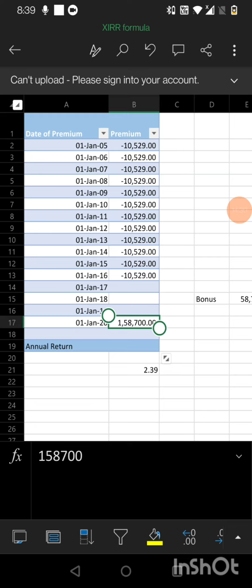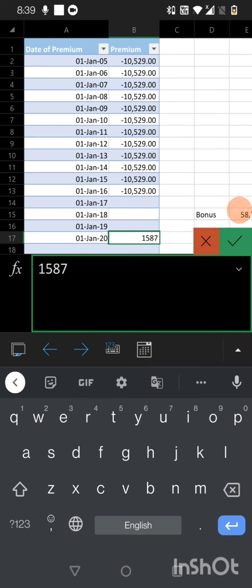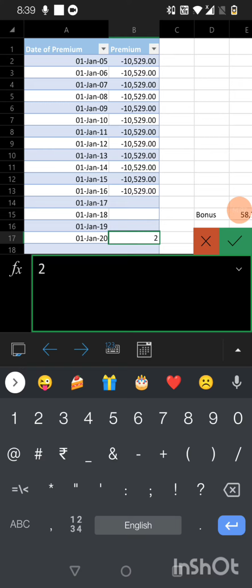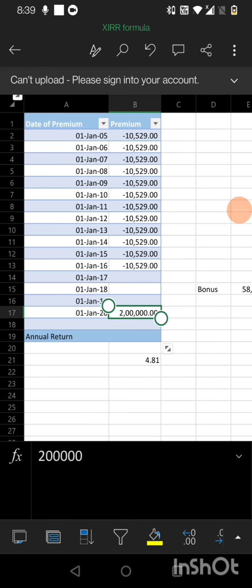Assume that even if I received 2 lakh, what could have been my total income? Let's see, the same thing we can find out. 2,00,000, that is 2 lakh. Even if they had given me 2 lakh rupees, it is just 4.81%. It is lesser than the current FD rate, because the current FD rate is the lowest, but still they are giving such a low 4.8%. But what I actually got is 2.39%. So you can think about it before investing in any LIC policy.